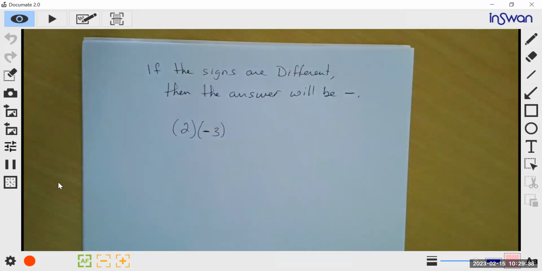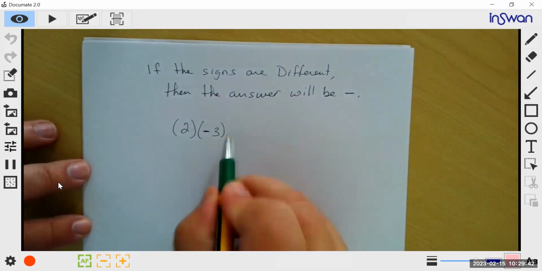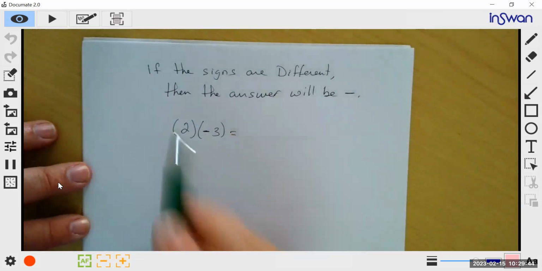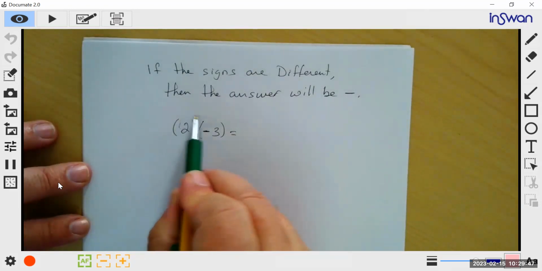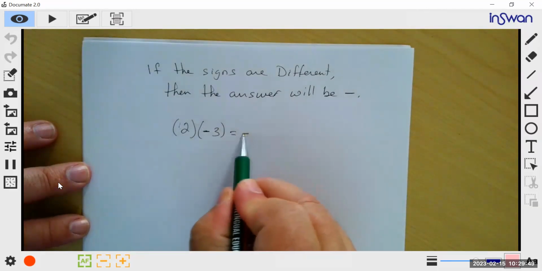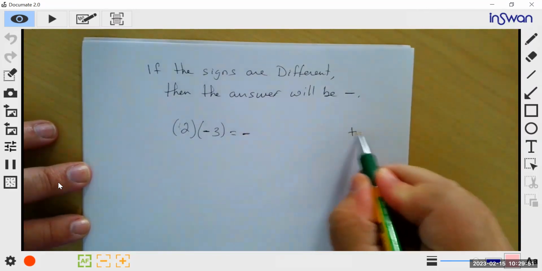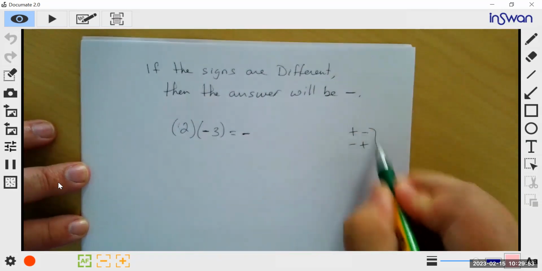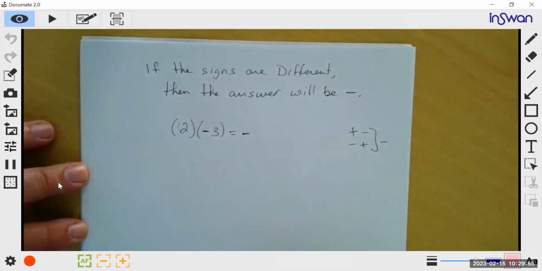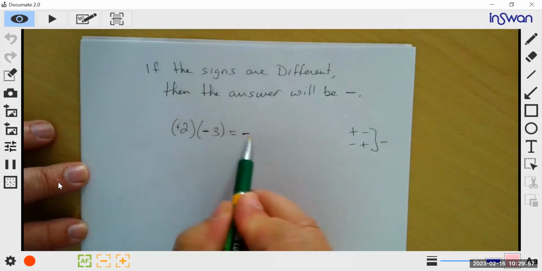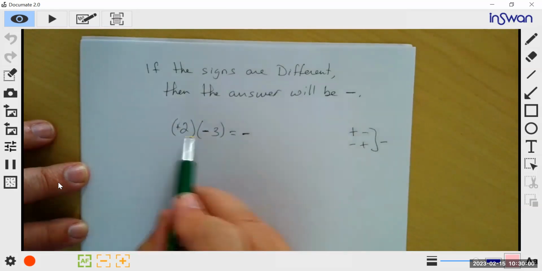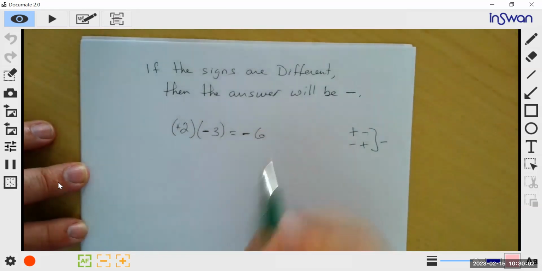Two times -3. Positive times negative is negative. Remember, if the signs are different, it's a negative. So here's a positive times a negative. Answer is negative. 2 times 3, 6.